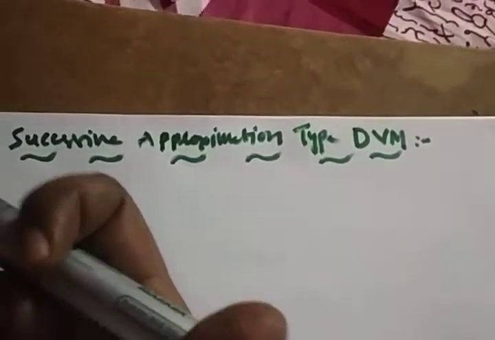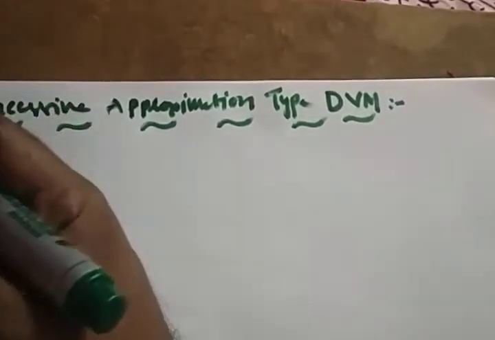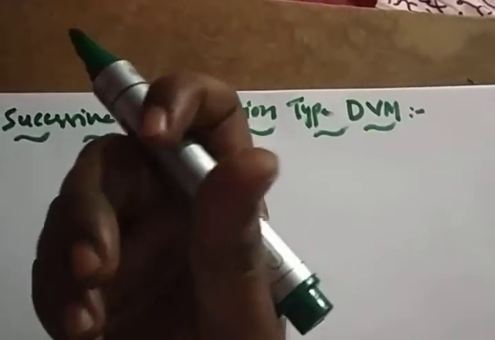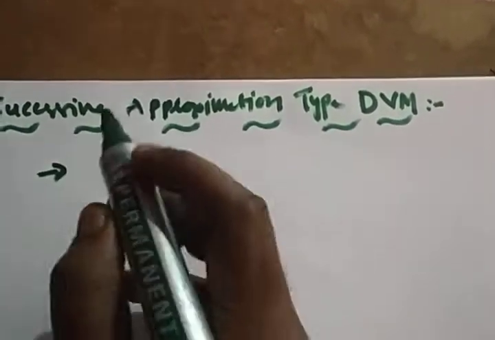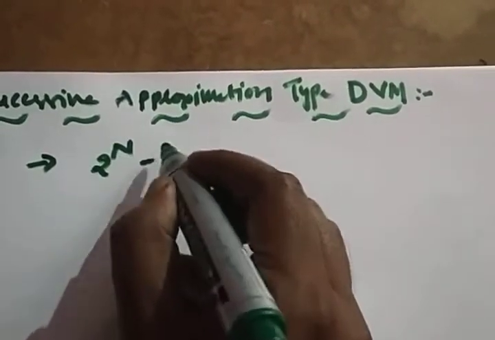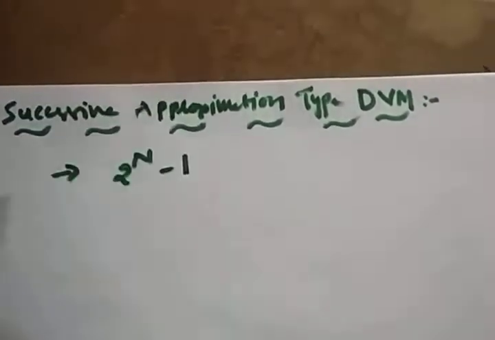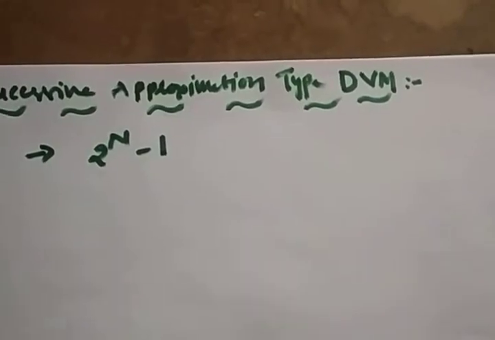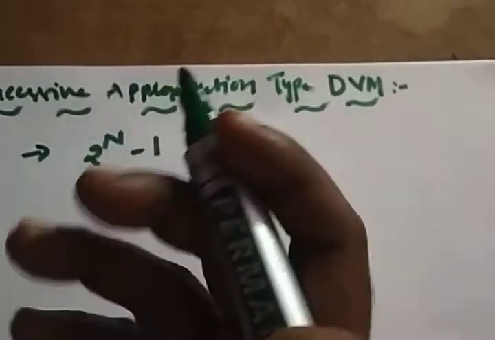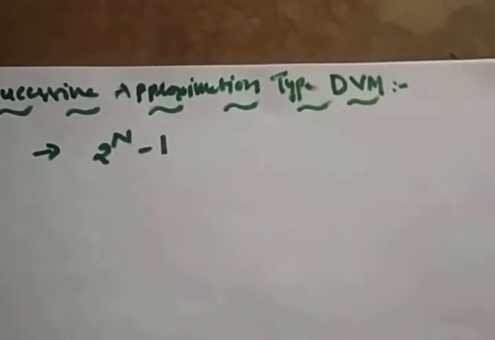So why are we implementing this? You know the counter type digital voltmeters require very high clock pulses. So 2 power n minus 1 clock pulses are required. For a 3-bit, almost 7 clock pulses you require. For a 4-bit, almost 15 clock pulses we require. So the number of clock pulses required makes it a time consuming process, right?